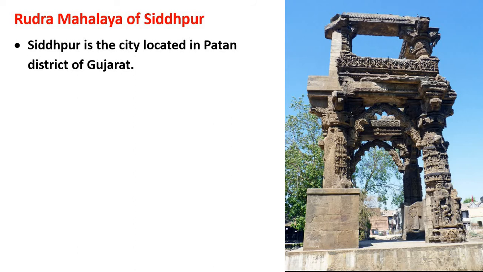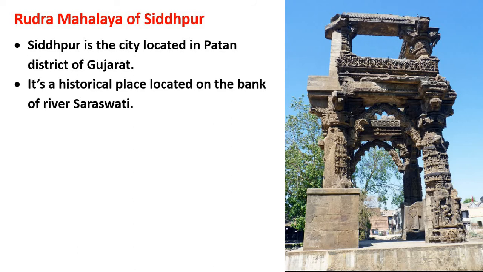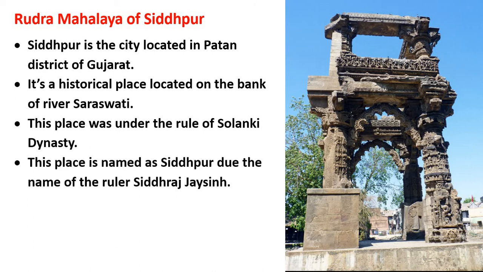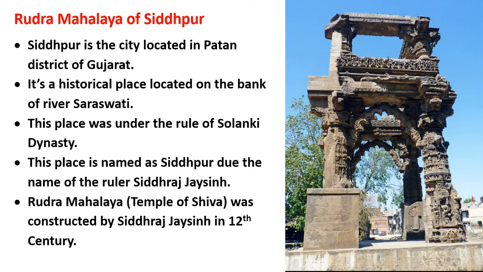Siddhapur is a city located in Patan district of Gujarat. It is a historical place located on the bank of river Saraswati. This place was under the rule of the Solanki dynasty. This place is named Siddhapur after the name of the ruler Siddharaj Jai Singh. Rudra Mahalay, meaning Temple of Shiva, was constructed by Siddharaj Jai Singh in the 12th century.